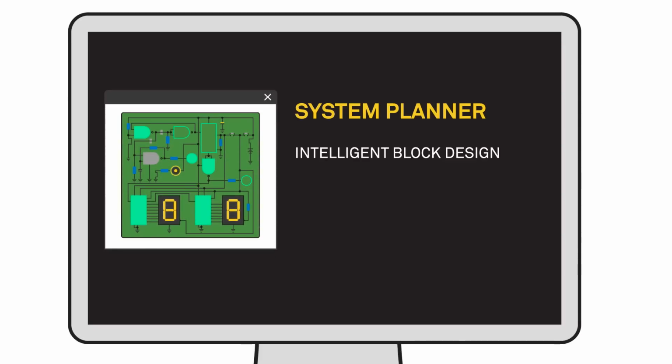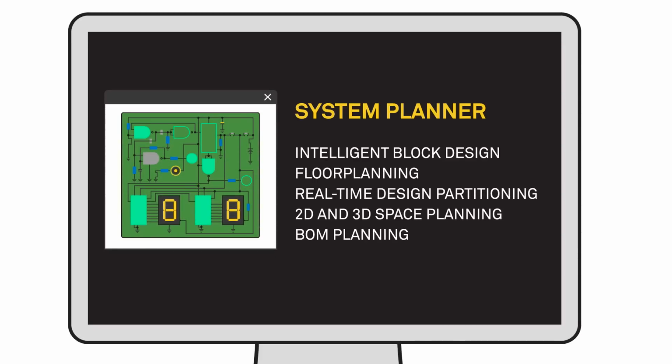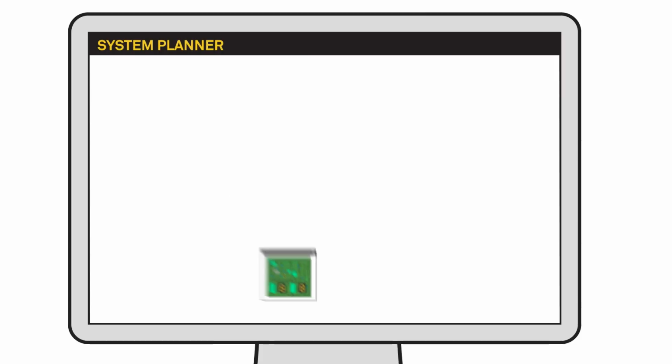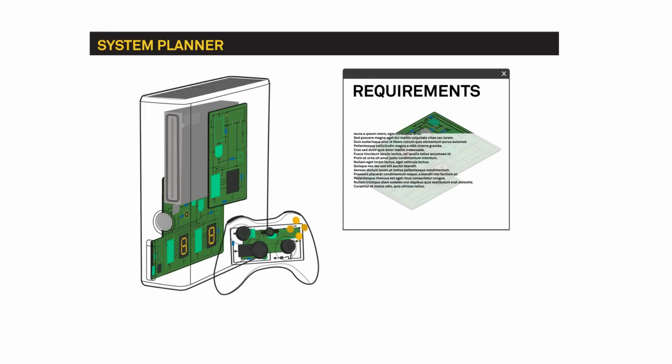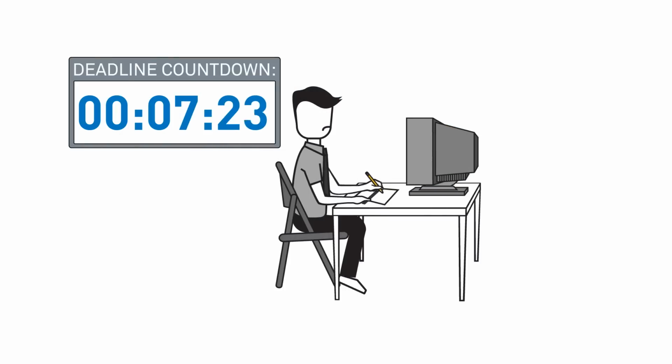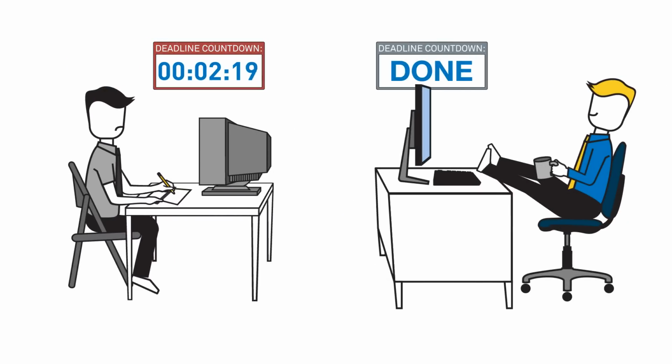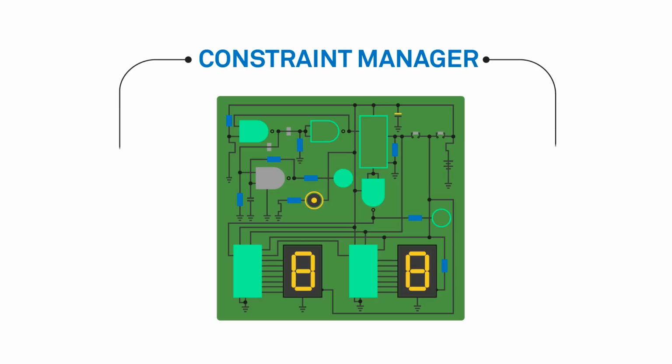It starts with System Planner. Used by design architects and lead engineers, System Planner begins the process of turning requirements into finished products. Unlike common approaches, which use spreadsheets and non-intelligent drawing tools, System Planner feeds all design decisions directly into the engineering process. No work is wasted.